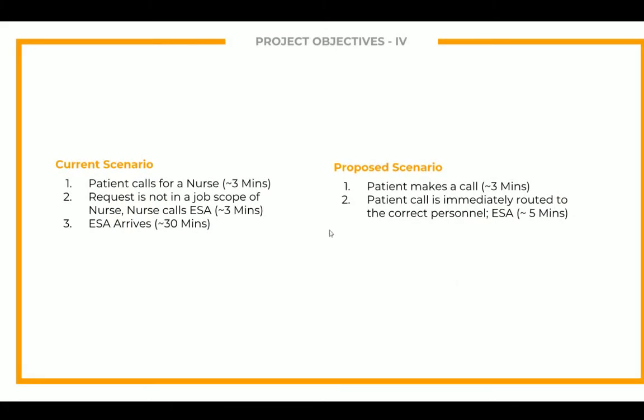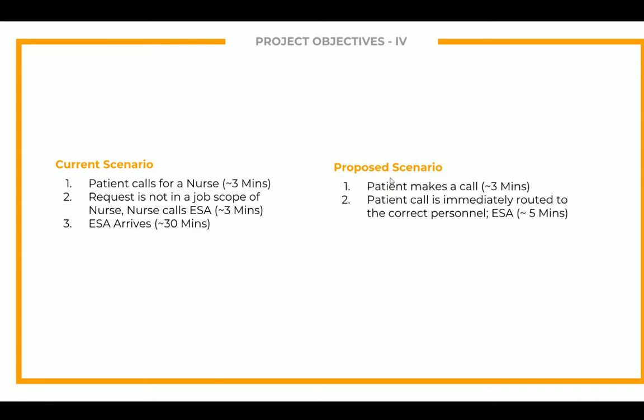Yeah, so the current scenario takes a lot of time. For example, the patient will call for a nurse, and the nurse comes to the patient, which really takes time. Let's say the patient requests something that's not in the job scope of the nurse. The nurse will have to call someone else who is responsible, which in this scenario will be the ESA, Environmental Service Agent, and the Environmental Service Agent will then arrive, which will take a longer time, about 30 minutes.